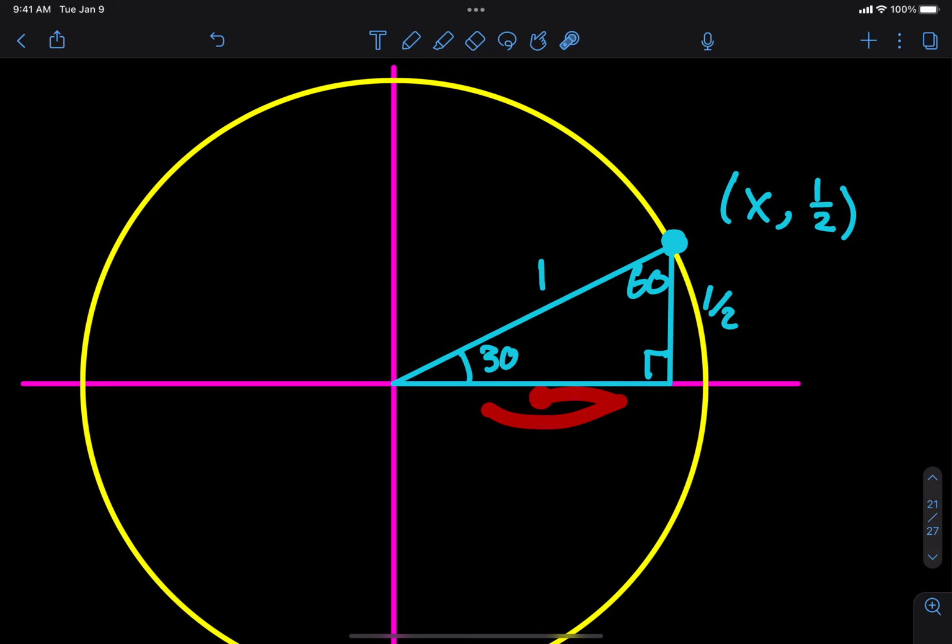Okay, and what's this length going to be? Let's just do it for fun. Square root of 3 over 2. Exactly, it's going to be square root of 3 over 2.